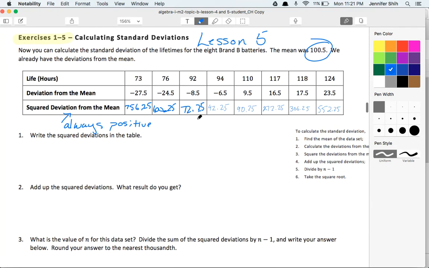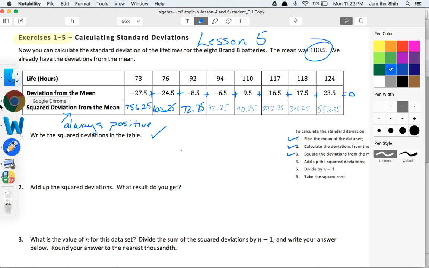And we do this because now when we add up our squared deviations, it won't equal 0. If you recall, if we add up all of our deviations, that's going to equal 0. That's not very helpful information for us, except the fact that the mean did a really good job about being in the middle. Now we're going to find the deviation of the mean. So write the square deviations in the table, check. Find the mean, check. Calculate the deviations, check. Square the deviations, check. Add up all the square deviations.